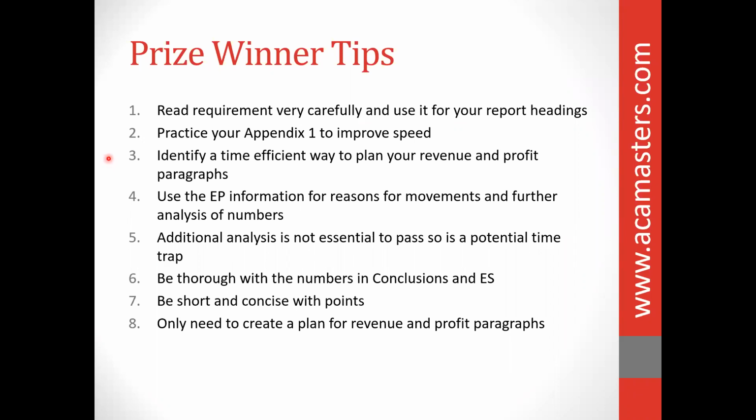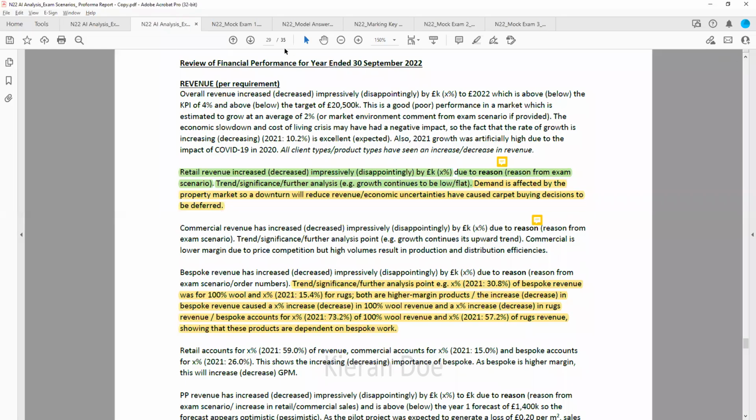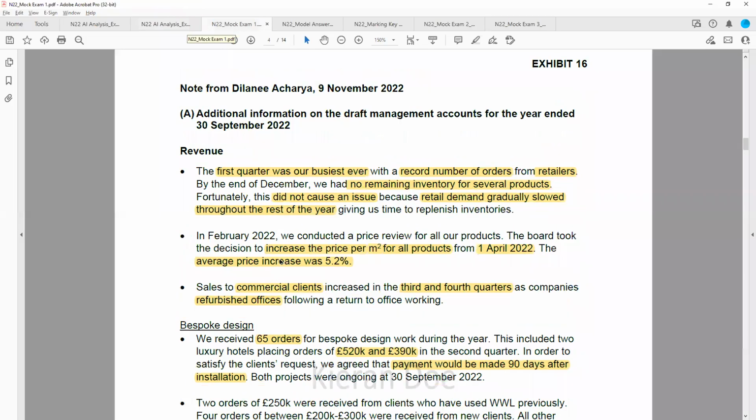So by practicing again, you're going to identify what works best for you, and what's the quickest and the most efficient in terms of ensuring you get all of the points. So as I've said lots of times, and you'll be sick of hearing me say this by the end of the course, make sure you use the exam paper information as much as possible and don't rely too much on the AI.